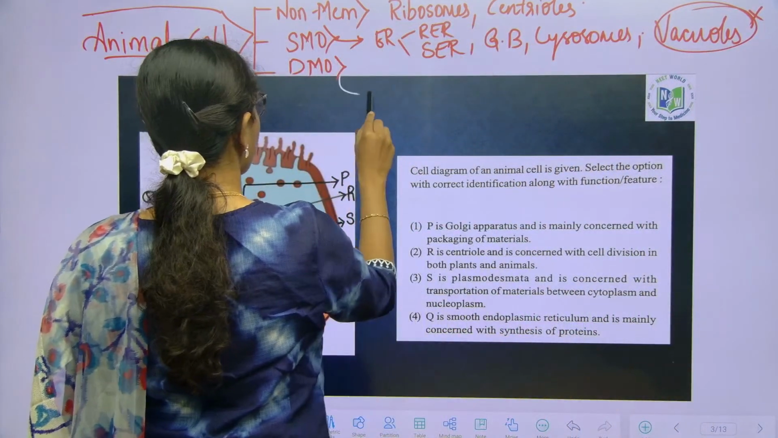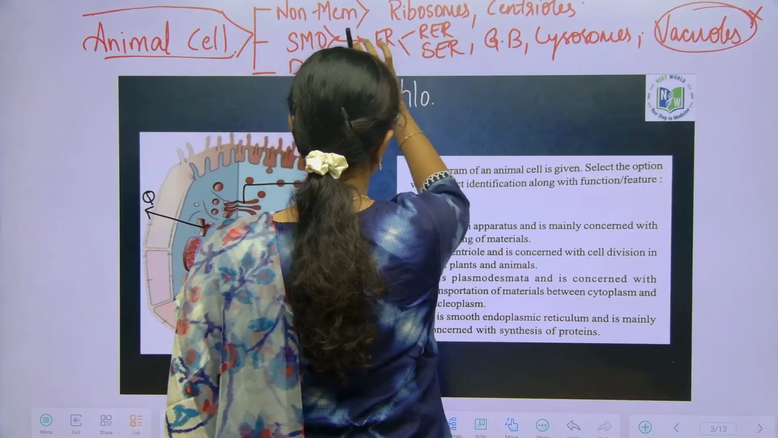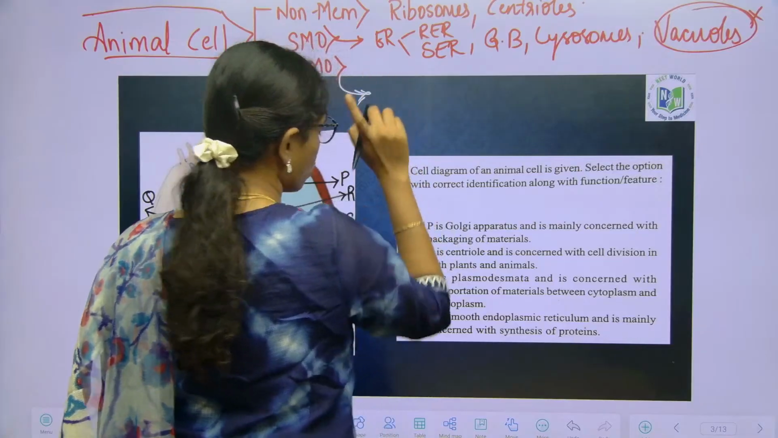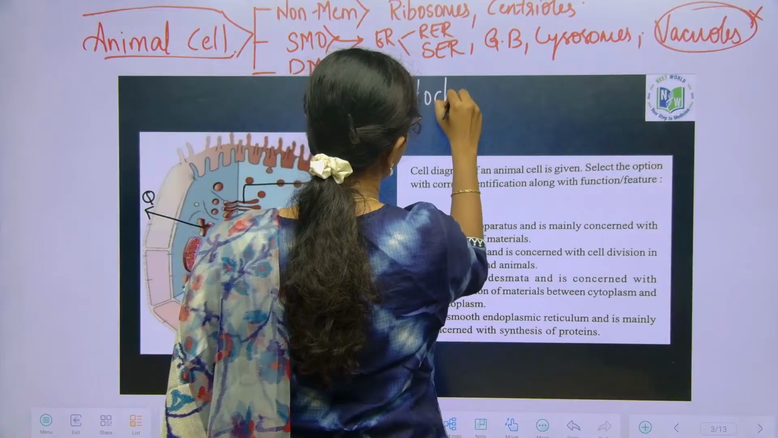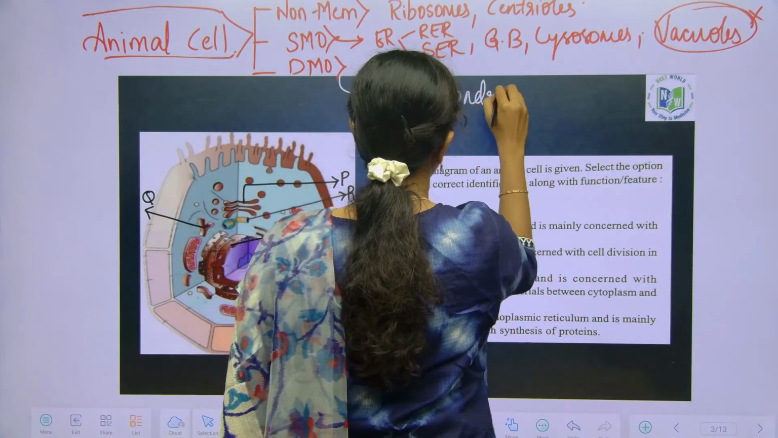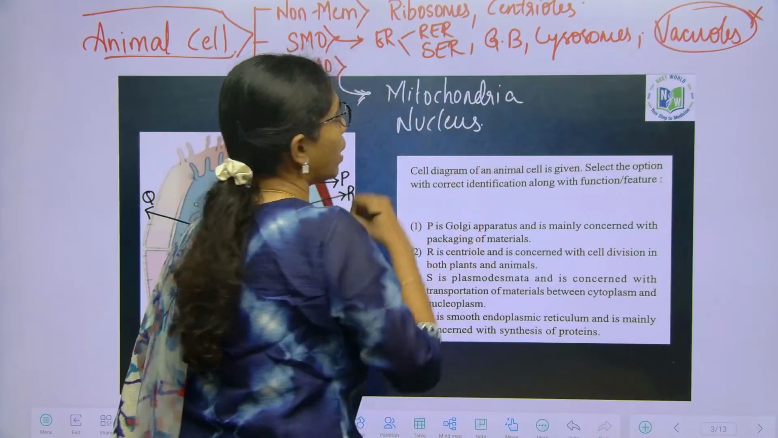Next, double membrane bound organelles include the same chloroplast. Sorry, there is no chloroplast. Chloroplast is present only in the plant cell. It includes mitochondria and nucleus. You can see three major changes.